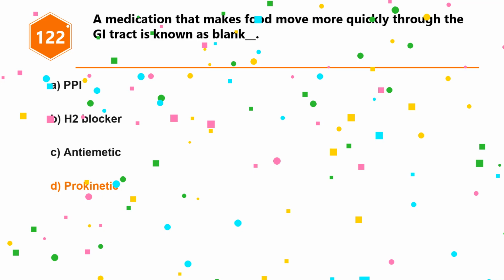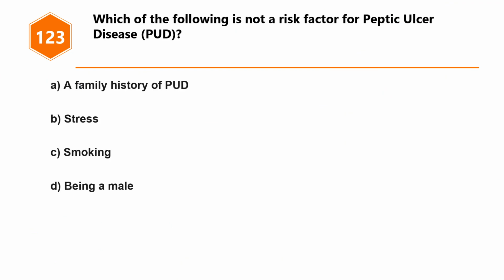The correct answer is option D. Prokinetic. Question 123. Which of the following is not a risk factor for peptic ulcer disease, PUD? Option A. A family history of PUD. Option B. Stress. Option C. Smoking. Option D. Being a male.